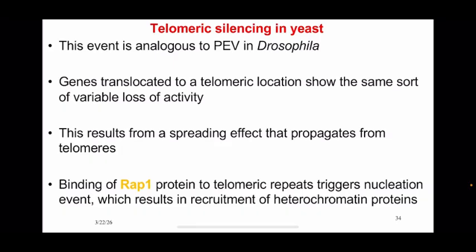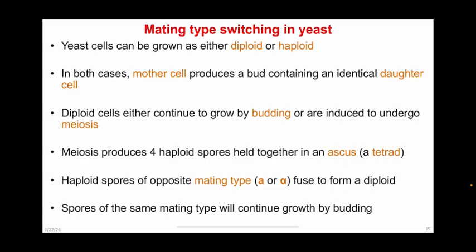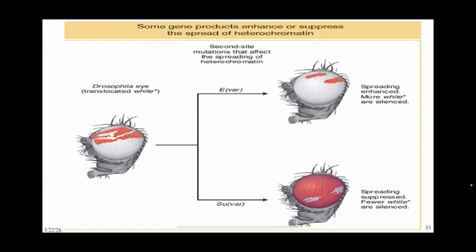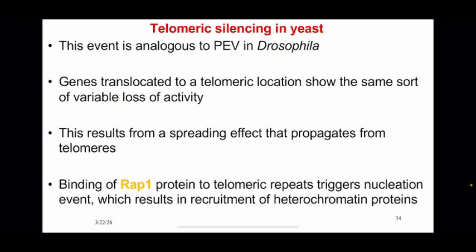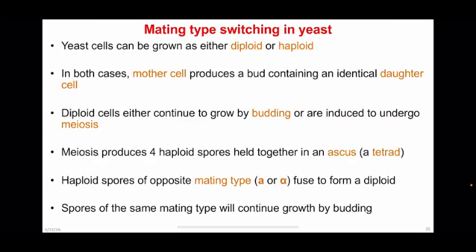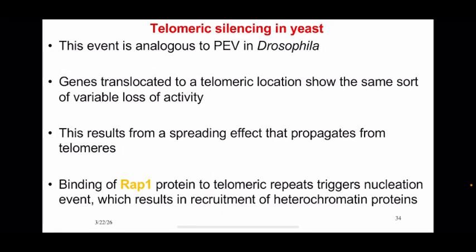So let's look at telomeric silencing in yeast. I had plans of doing this particular module in 3 parts because it's 150 something slides, and it might be more than that. Let's look at this last thing, then we will do part 2 from the mating type switching. So let's look at telomeric silencing in yeast. This event is analogous to the PEV in Drosophila, position effect variegation.